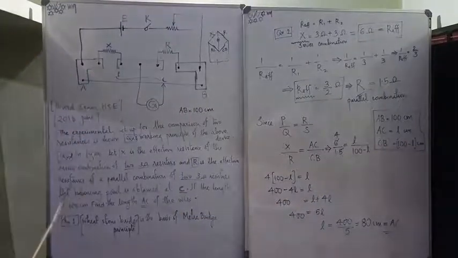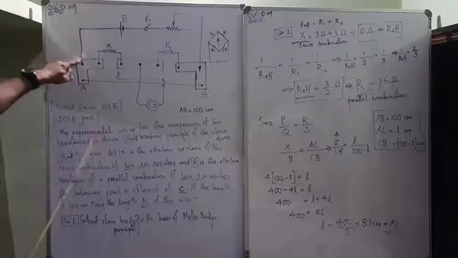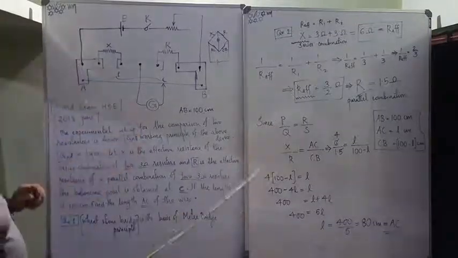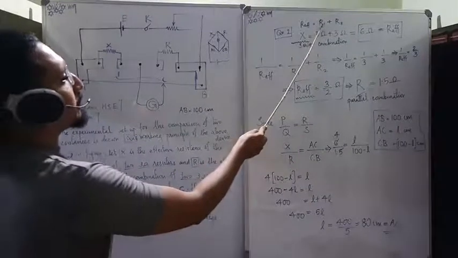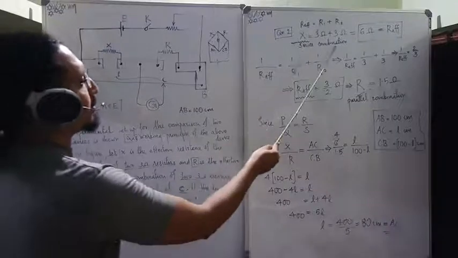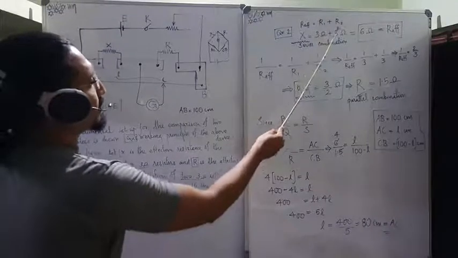So in question 2, we can solve first of all for X. X is in series combination. Now there are two 3-ohm resistors. This is the equation for the effective resistance in the series combination. First resistance 3 ohm, second resistance 3 ohm.